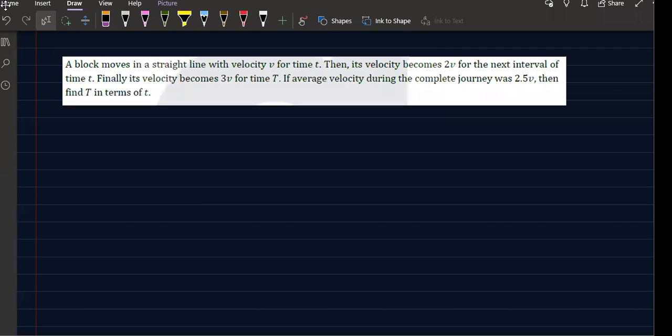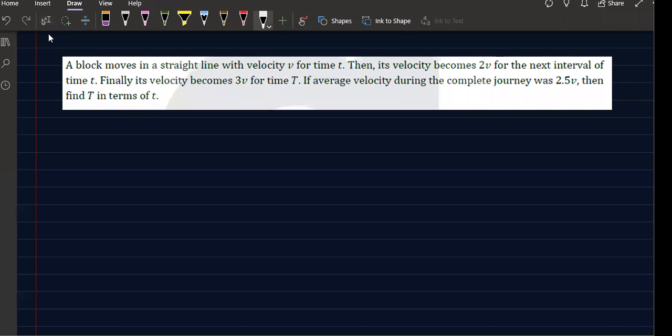Okay, let's see this problem now. This is question number 5, everyone. Let's try to solve this problem. Just try to understand the problem and solve it.